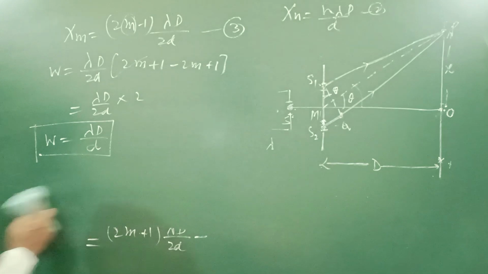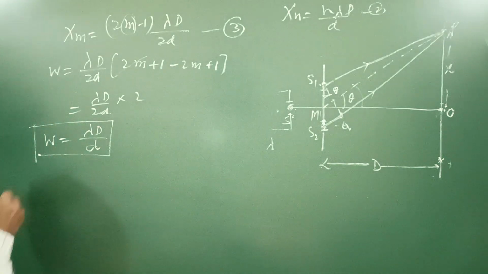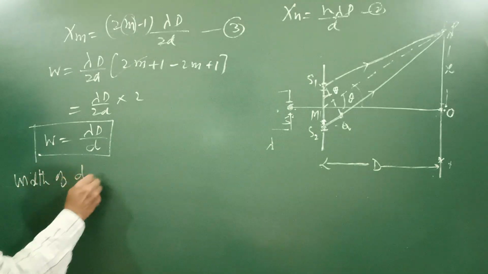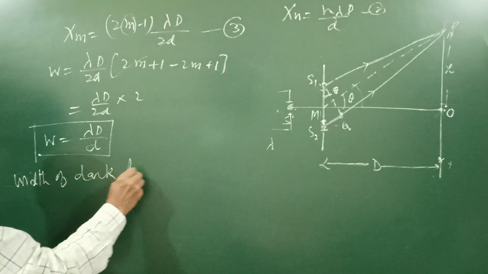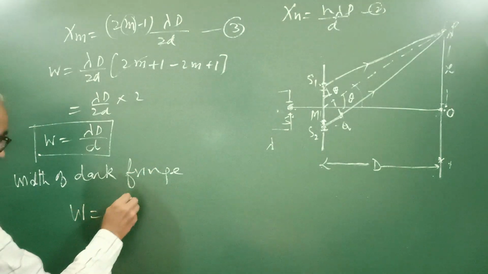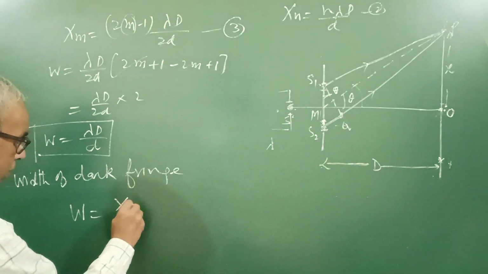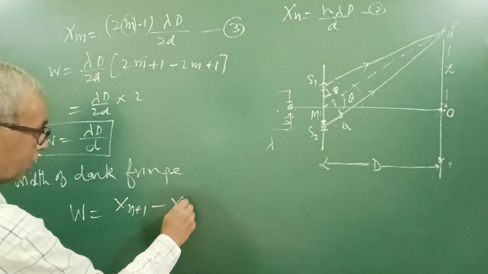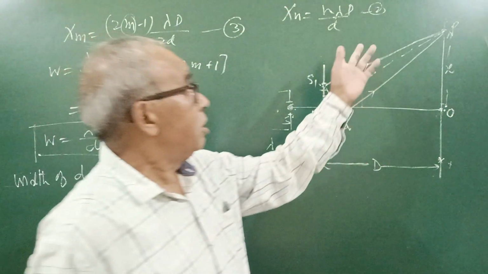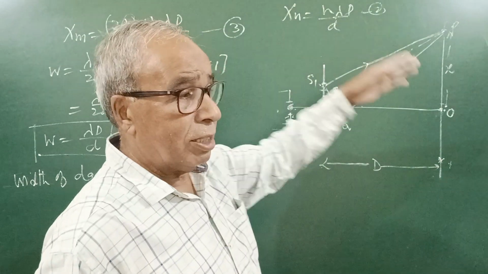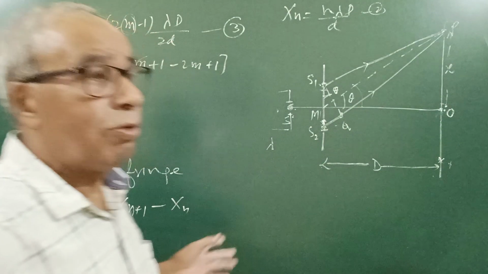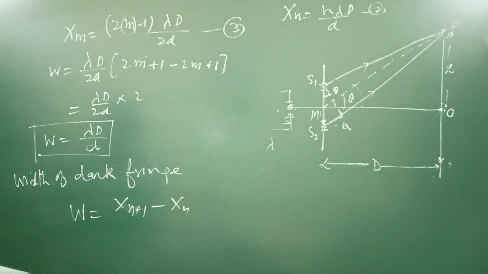Now what will be the width of a dark fringe? Width of dark fringe, W again, will be x_(n+1) minus x_n. What is x_n? The distance of the nth bright fringe. Say the distance of the fifth bright fringe and the distance of the sixth. The difference of the fifth and sixth fringe will give you the width of a dark fringe.